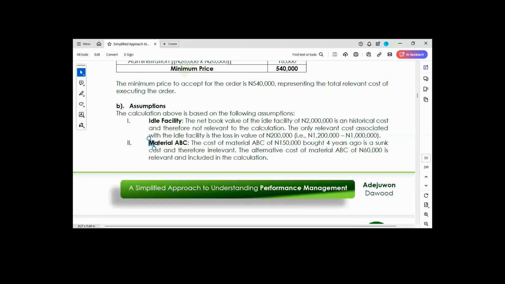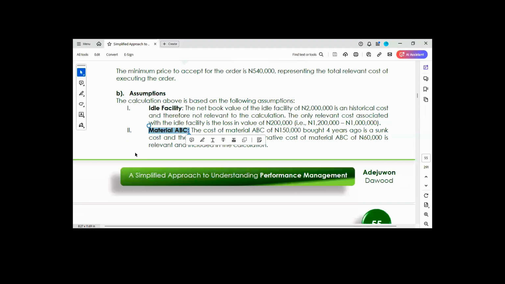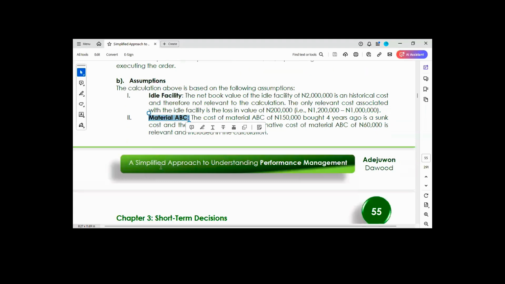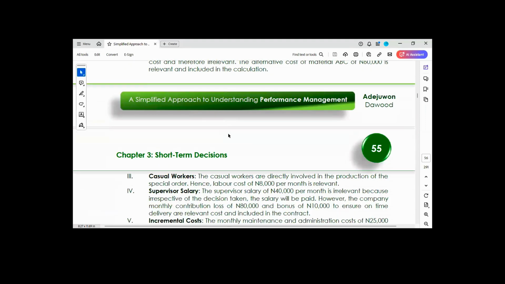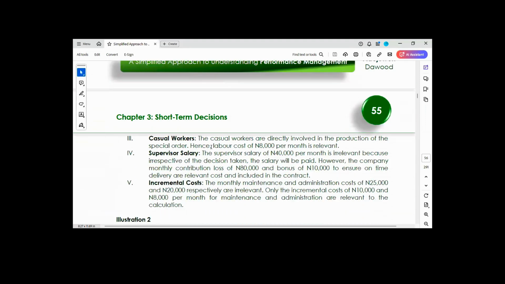The second item we have in the question is material ABC. The cost of material ABC of 150,000 naira, bought 4 years ago, is a sunk cost and therefore irrelevant. The alternative cost of material ABC of 60,000 naira is relevant and is included in the calculation. That's our assumption. Number 3, casual workers. The casual workers are directly involved in the production of the special order. Hence, the labor cost of 80,000 naira per month is relevant.